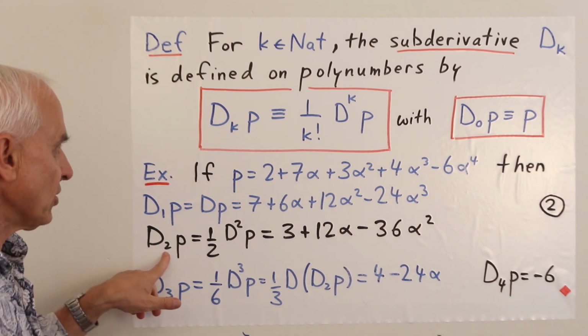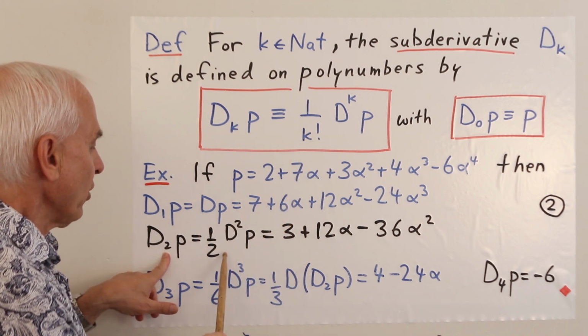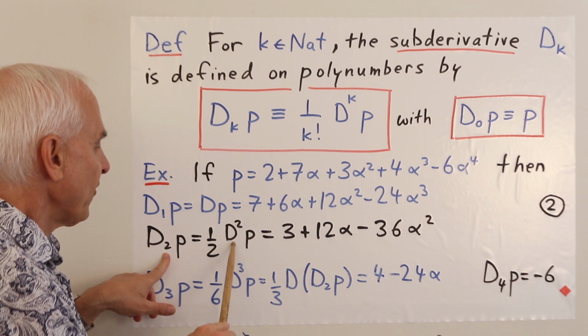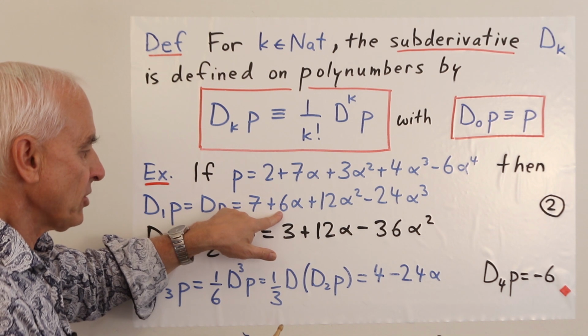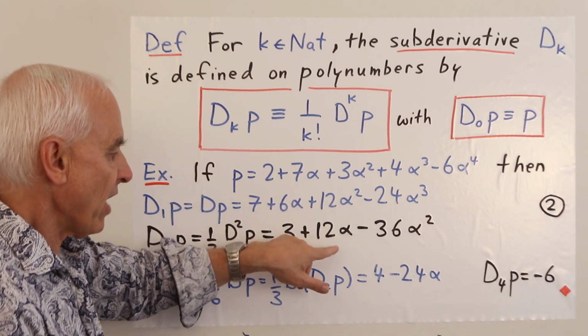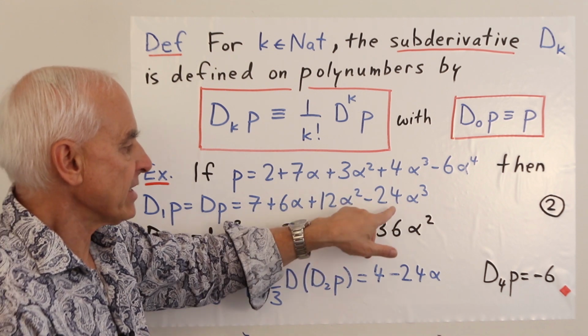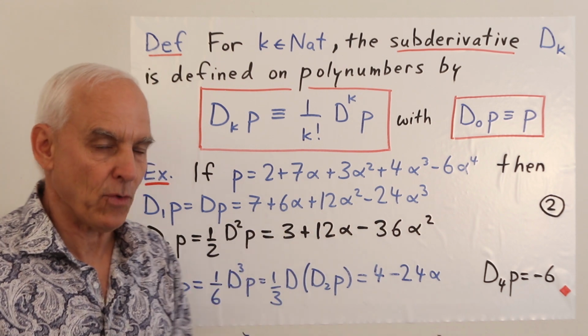But now d sub 2 of p is 1 over 2 factorial, or 1/2, of the second derivative. If we take the second derivative, remember we get 6 here, so we have to divide that by 2. That gives us 3. Plus 24 alpha divided by 2 gives us 12 alpha. Minus 72 alpha squared divided by 2, we get minus 36 alpha squared.